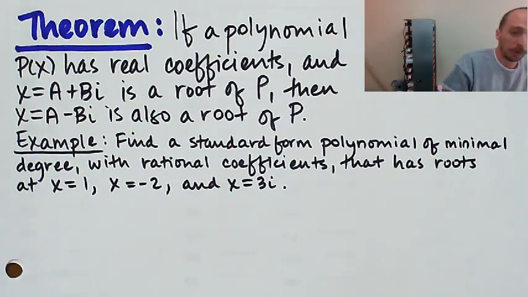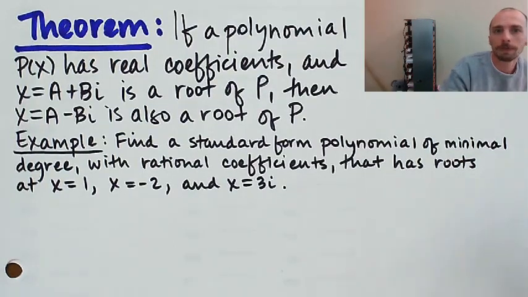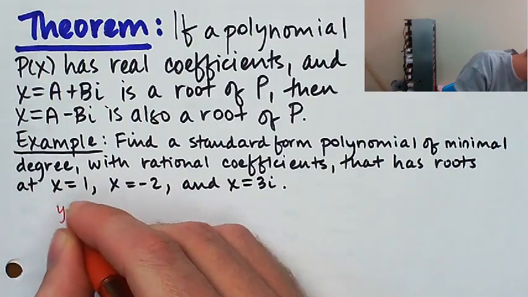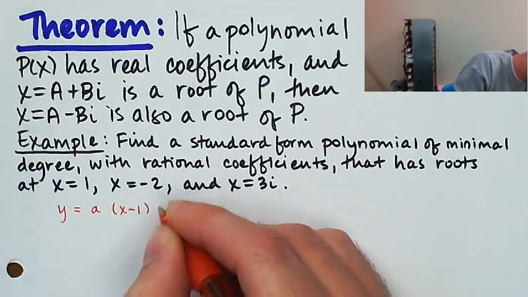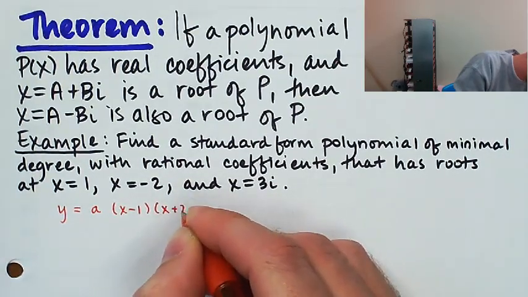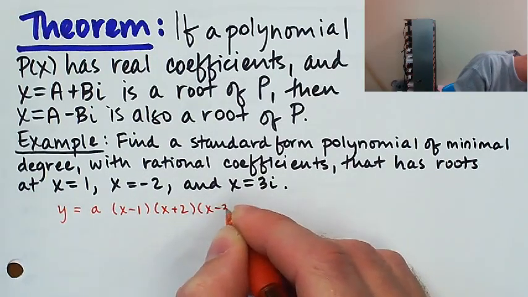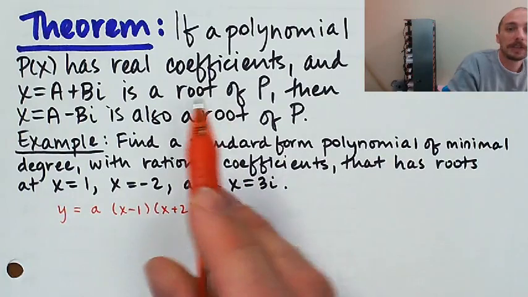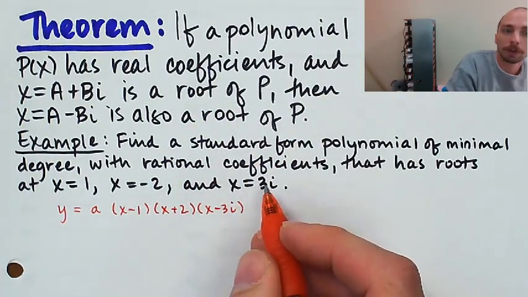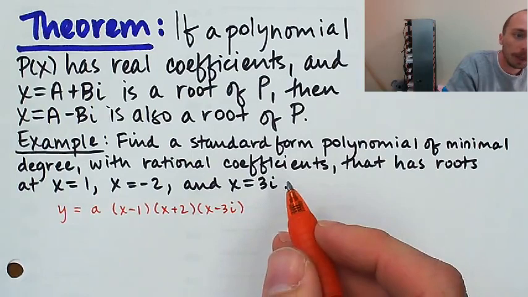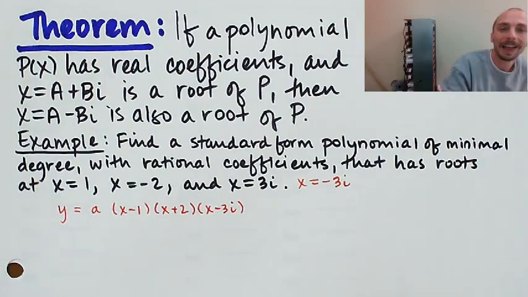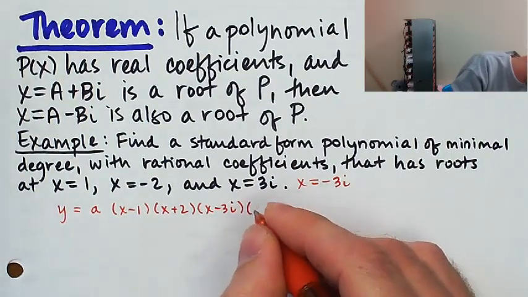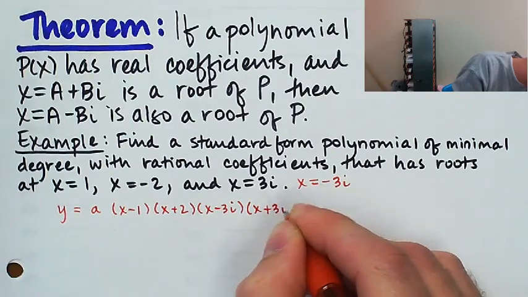We learned quite a while ago the connection between the factors of a polynomial and the roots of the polynomial. So I know that my polynomial is eventually going to be y equals some number a times x minus 1 times x minus negative 2 times x minus 3i. Now, based on this theorem, if x equals 0 plus 3i is a root of our polynomial, then x equals negative 3i, 0 minus 3i, also has to be a root. So I'm going to have over here x minus negative 3i.